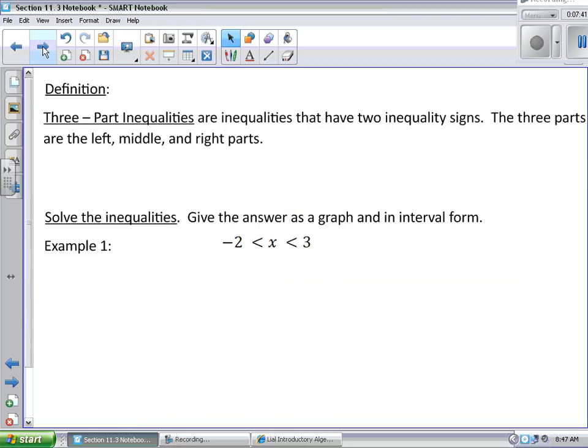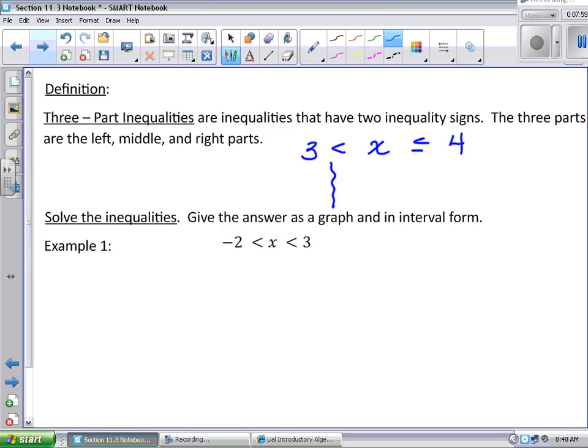Next, we're going to talk about three-part inequalities. Three-part inequalities are inequalities that have two inequality signs. So when you look at an inequality, 3 is less than x is less than or equal to 4. When we try to think about what sides we have, here we don't just have sides, we have three parts. We have the stuff on the left of the inequalities, the stuff in the middle of our two inequality signs, and the stuff on the right-hand side. So those are the three parts that we talk about, the left, the middle, and the right.